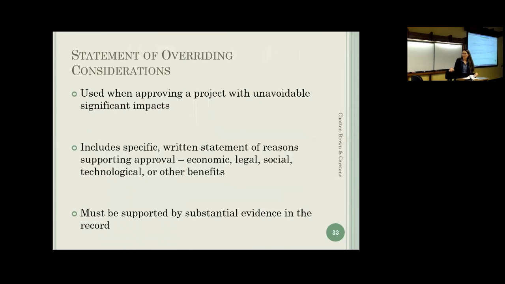And to unpack that part a little bit more comes with the discussion of the statement of overriding considerations. And this is used when a project would have an unavoidable and significant impact. As I stated at the beginning, CEQA doesn't guarantee that all impacts will be eliminated from a project, but it does guarantee that all will be disclosed to the public, to the decision makers, and the decision makers will find that there's no way to mitigate or eliminate those impacts.